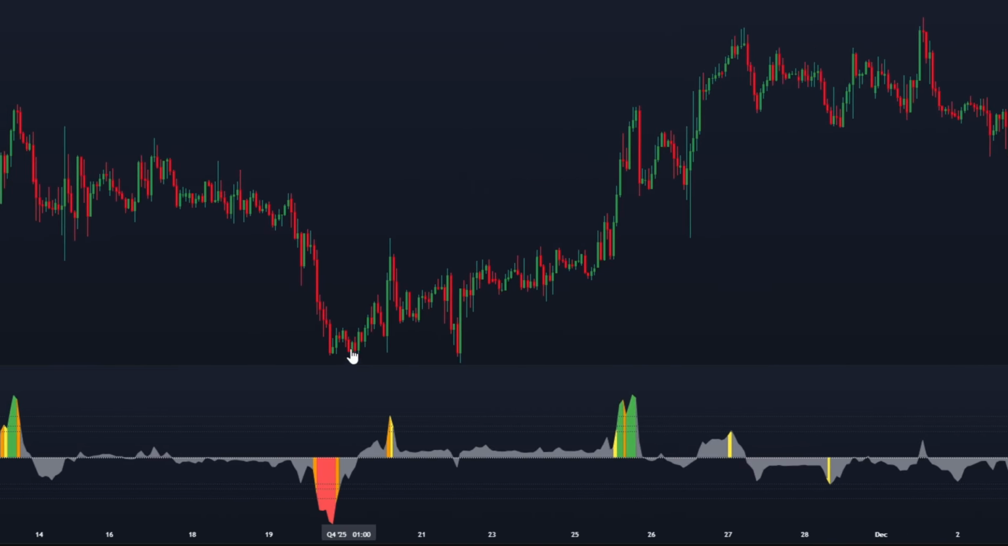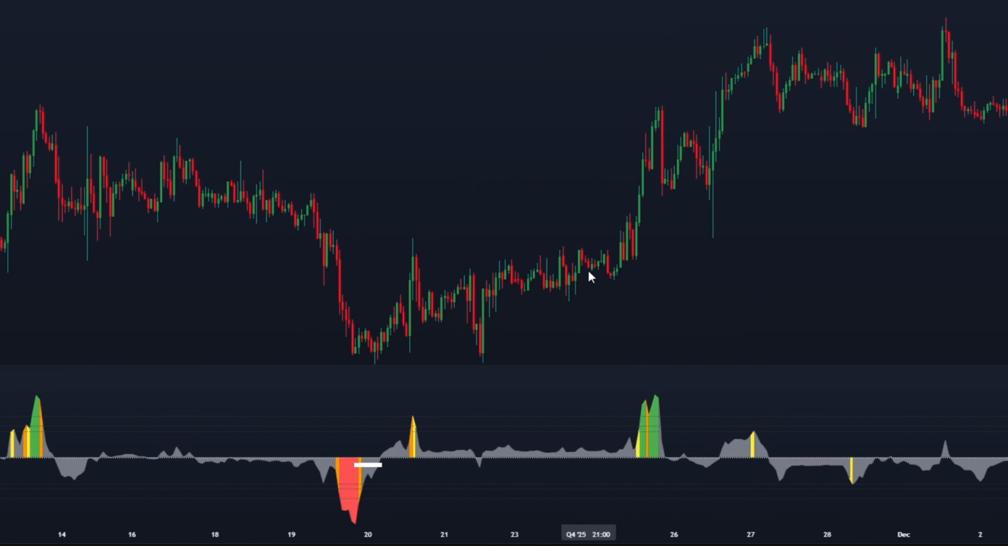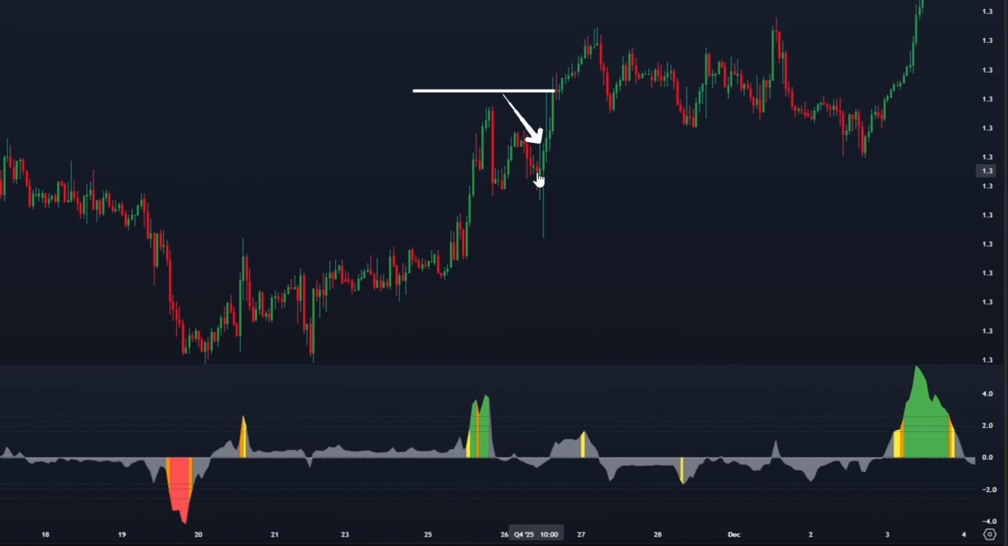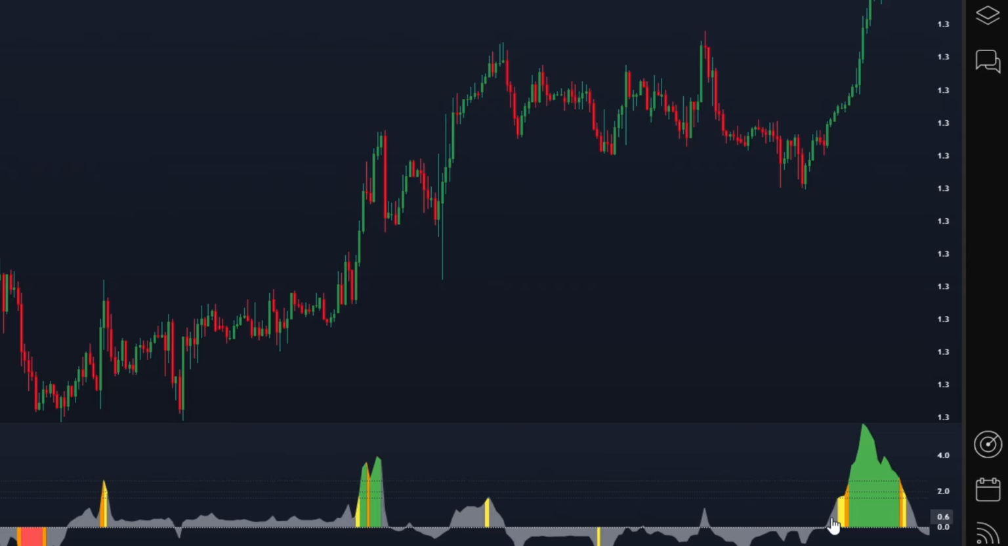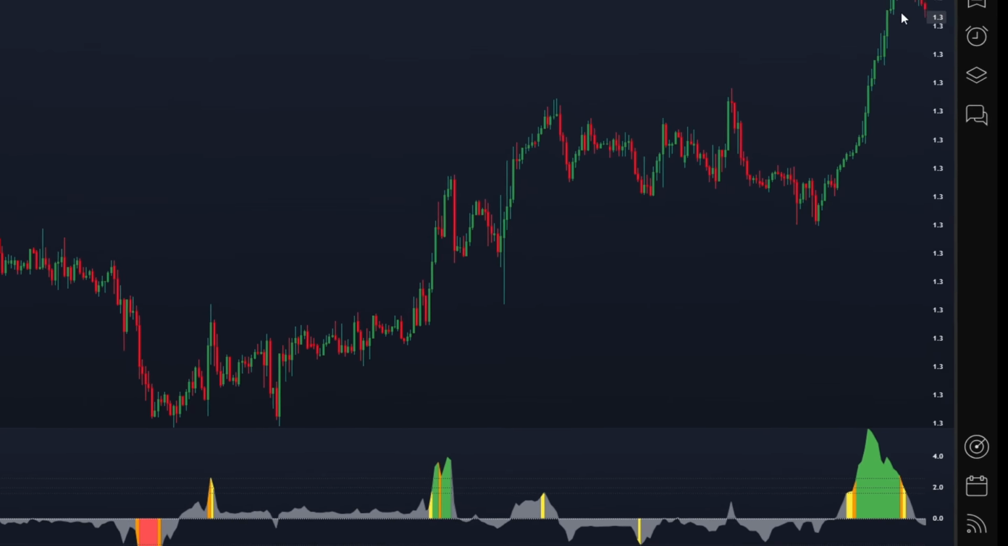For example, when you look at the chart during a sideways period, the histogram stays gray. The same thing happens during pullbacks. Price is flat, so the histogram goes gray. When volatility increases enough to support continuation, you start seeing yellow, orange, and then finally strong green or red bars.